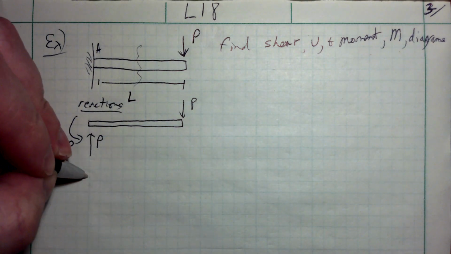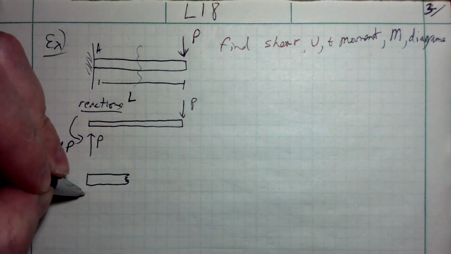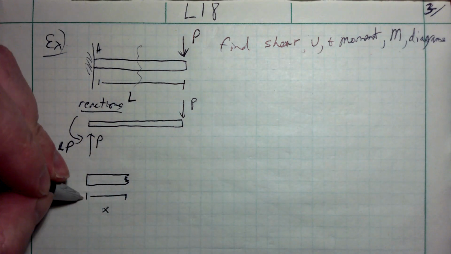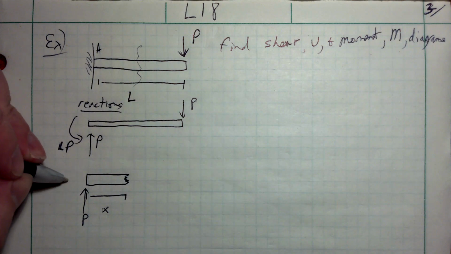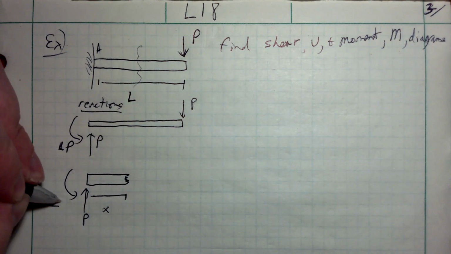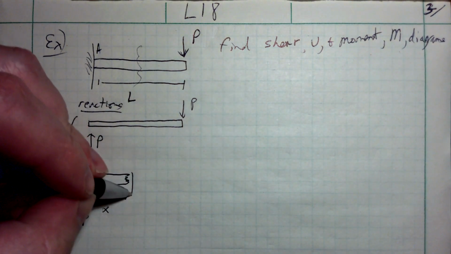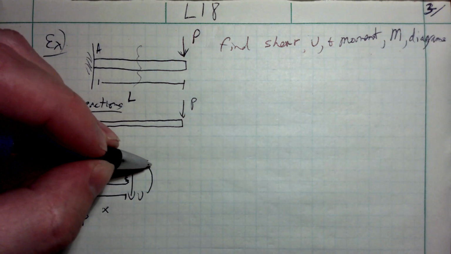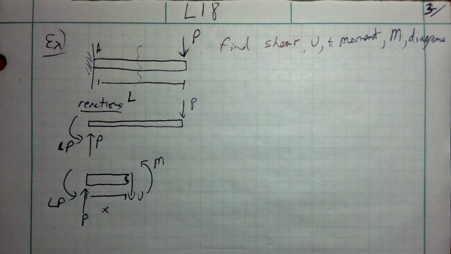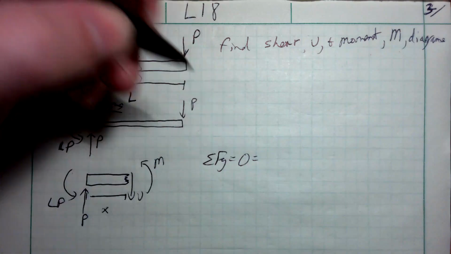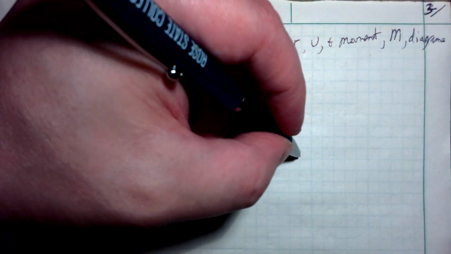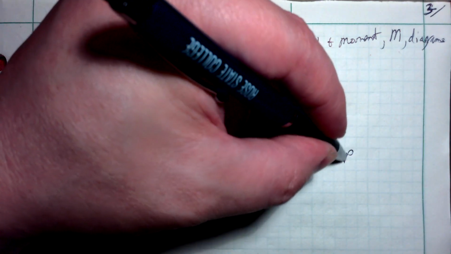So one cut, arbitrarily at some distance x, applying a force P and the reaction moment LP, and then I've got shear and bending moment applied at distance x. So I'm going to have one cut there. Okay. So what you're going to find, if I add up forces in the y direction, set those equal to 0, then you're going to have P minus shear, and that's going to have to be 0, so your shear is just going to equal a constant P.